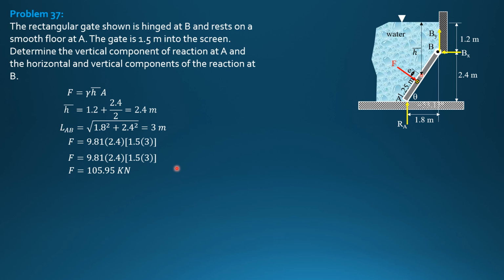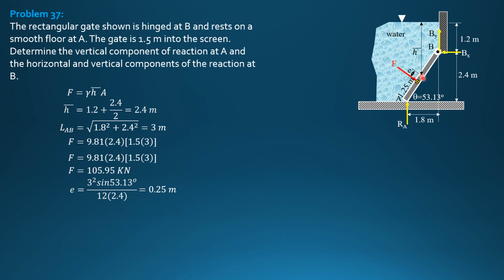Then let's solve for E. So remember, theta is arctan of 2.4 over 1.8, 53.13 degrees. So E is the height of the rectangle squared, which is 3 squared, sine of 53.13 degrees over 12 barred H. Barred H is 2.4. So E is 0.25 meter. Therefore, the distance of the center of pressure from A is 1.5 minus E, 3 over 2 minus 0.25, so 1.25.